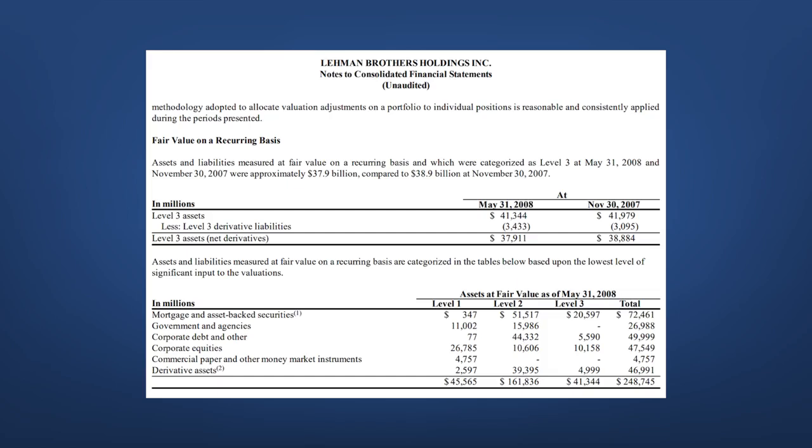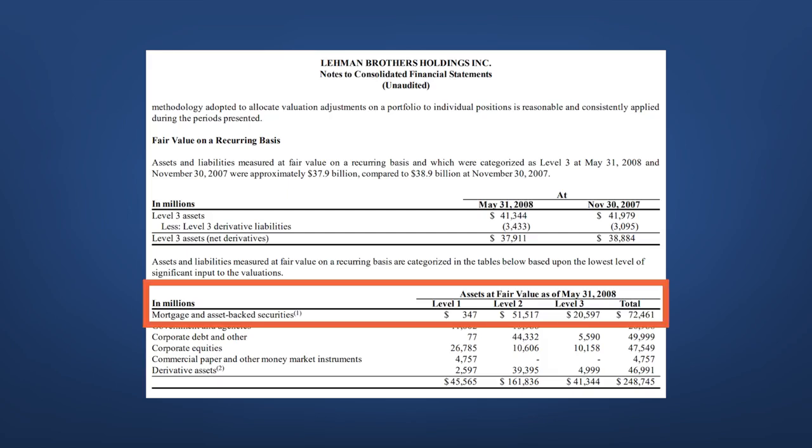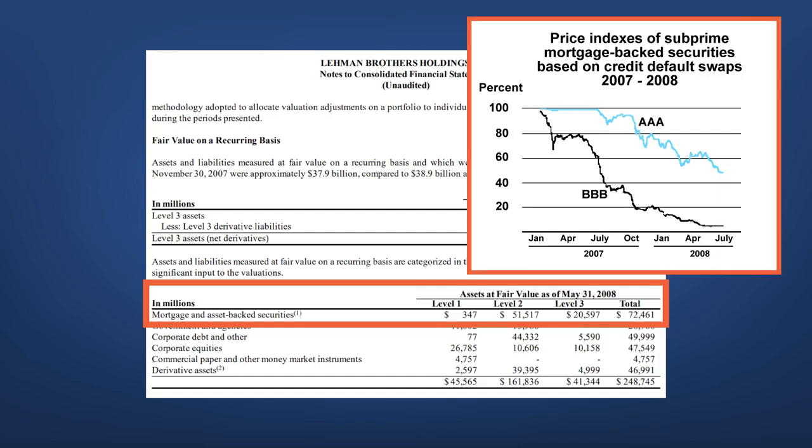Here is Lehman's trading portfolio in May 2008. Here we can see Lehman's holdings of MBS, $72 billion altogether. Between July 2007 and July 2008, these MBS fell in value by around 50%. We can be generous and assume these are AAA rated securities. So, roughly speaking, that's 50% times 72, a $36 billion loss.